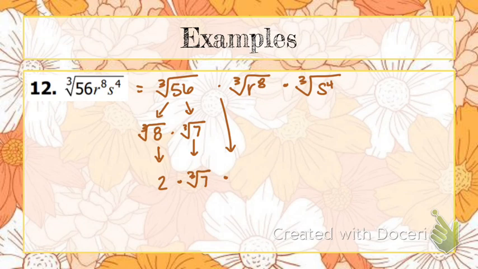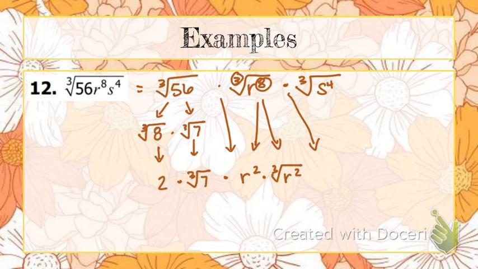And when we bring all this down, the cube root of r to the 8th. 8 is not perfectly divisible by 3. So we're going to have an r outside with a power, and we're going to also have a cube root of r with some power. So 3 goes into 8 2 times with 2 left over. All right, so that's what this broke down into.